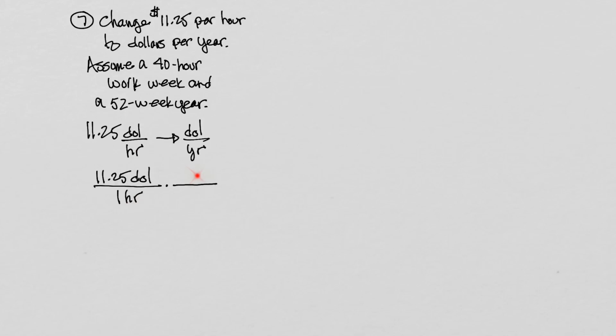So I'm going to put hours on top. And what I know by this assumption up here is there's 40 hours in 1 week. So let's write 40 hours to 1 WK for week. And now I want to get rid of the weeks because I'm trying to go from hours to years. So we've got hours to weeks. And now we do know this, that the work week is 52 weeks in a year.